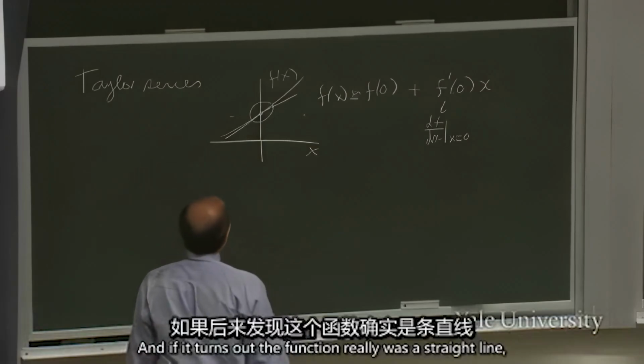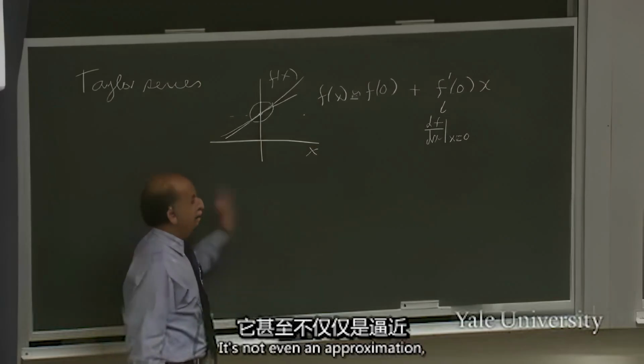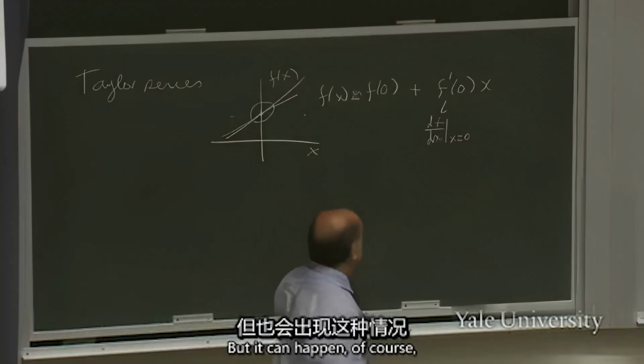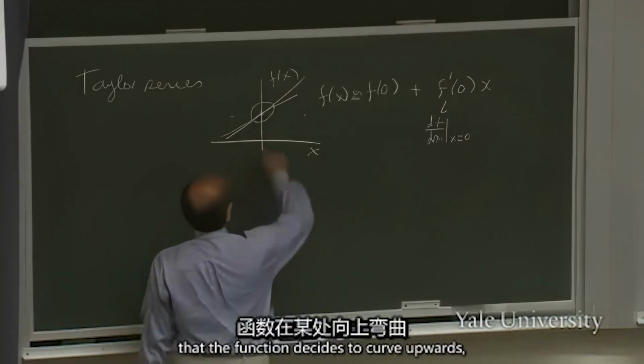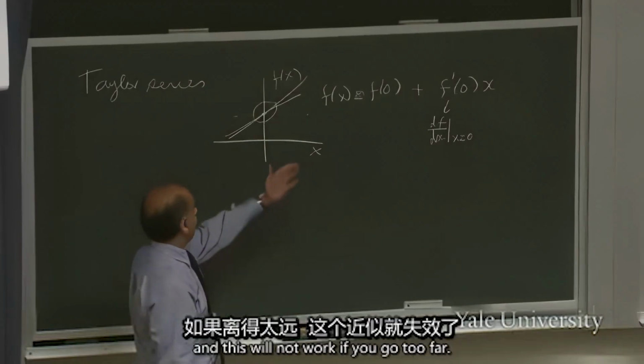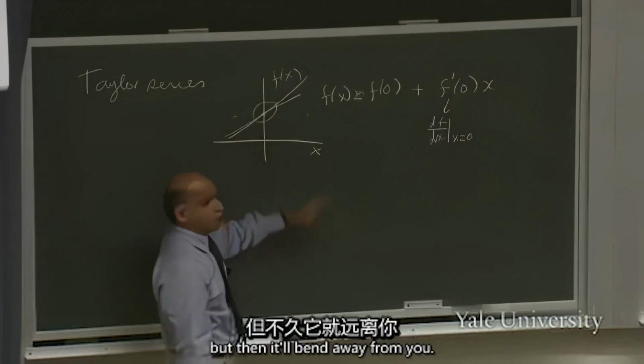And if it turns out the function really was a straight line, you're done. It's not even an approximation. It'll track the function all the way to eternity. But it can happen, of course, that the function decides to curve upwards, as I've shown in this example. And this will not work if you go too far. For a while, you'll be tangent to the function, but then it'll bend away from you.